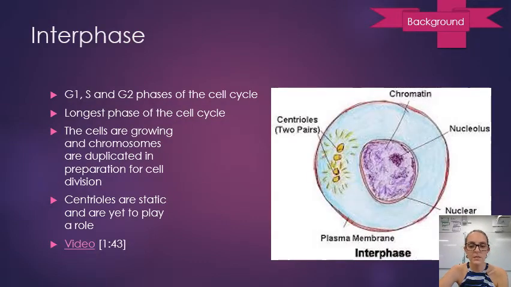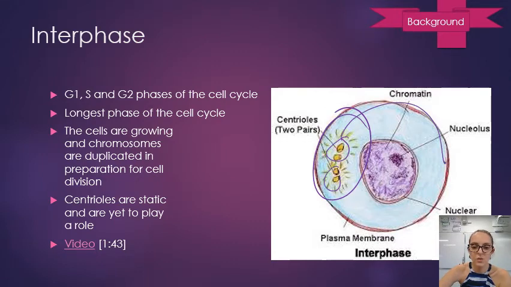So let's have a look at this in a little bit more detail now. Remember, interphase was the gap 1, S, and gap 2 phases of the cell cycle. It's the longest part, and it's where everything is copying and getting ready for cell division. As you can see in the picture, it just looks like a normal cell. There's no formation of the spindle yet. The centrioles haven't moved to the 2 sides of the cell. It's just a normal cell, but it's copying everything in preparation.